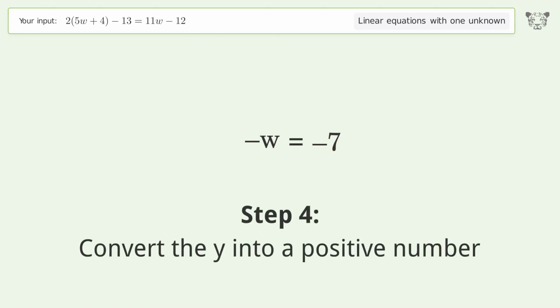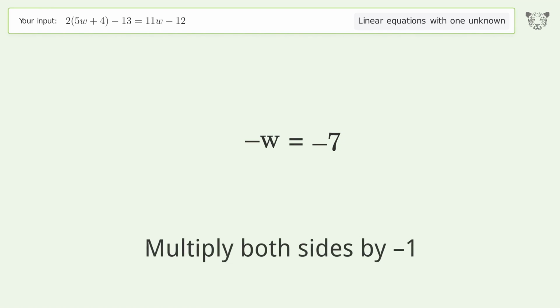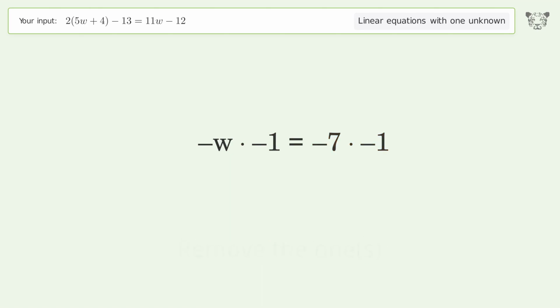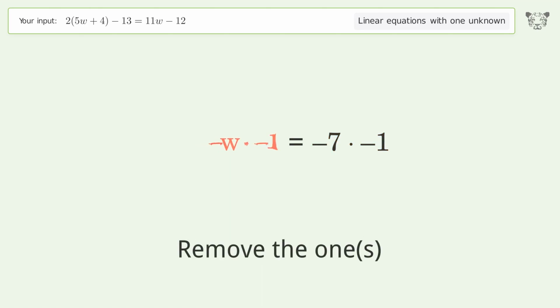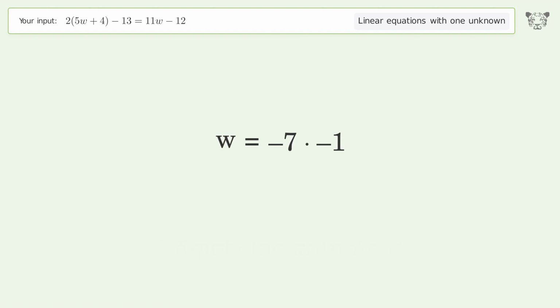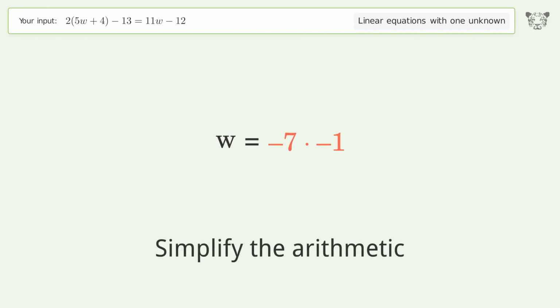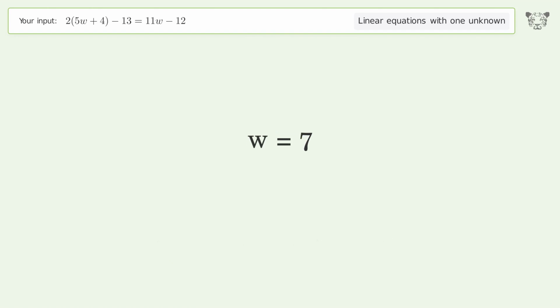Convert the w into a positive number. Multiply both sides by -1. Remove the ones. Simplify the arithmetic. And so the final result is w equals 7.